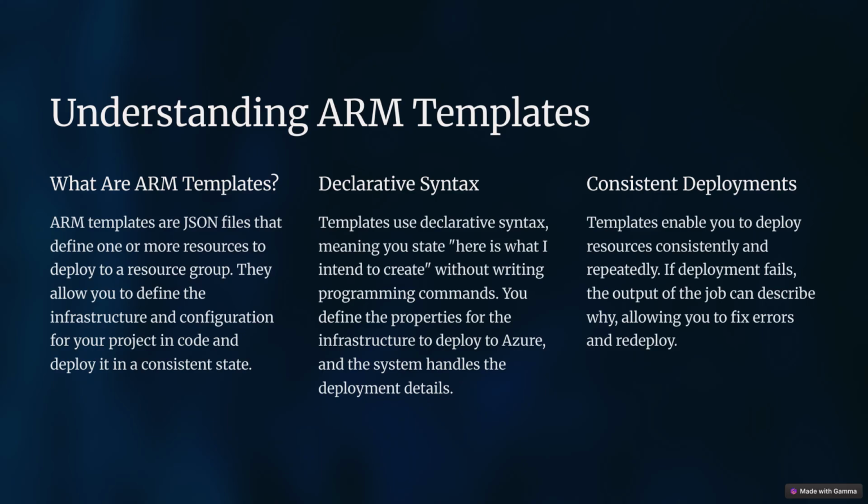So ARM templates, they're all about infrastructure as code. They're files written in a format called JSON, which stands for JavaScript Object Notation. It's a way to define the resources you want in your Azure environment all in one place. So instead of clicking around in the portal and configuring each resource manually, you describe everything in a template file. Exactly. You specify the types of resources you need, all their configurations, even the dependencies between them. It's a complete blueprint of your Azure environment.